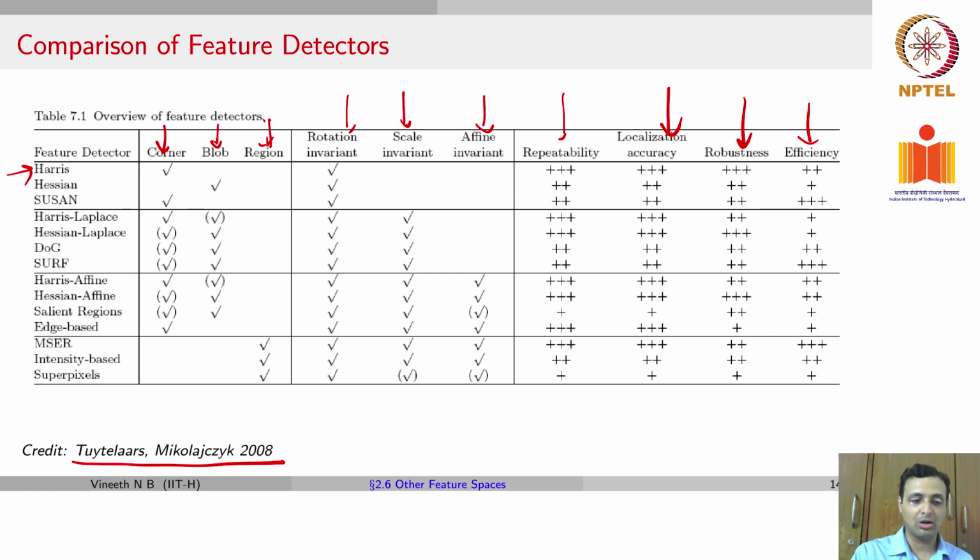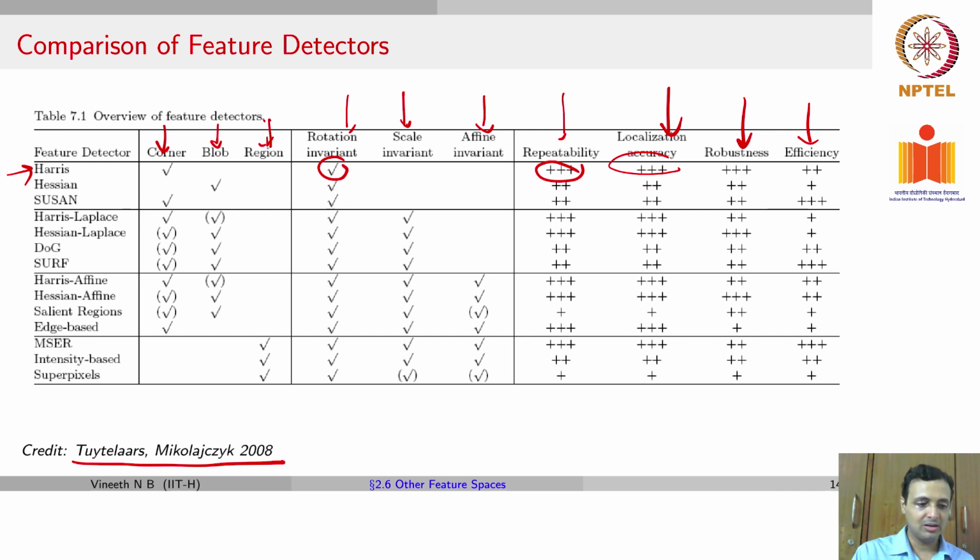Let's take a few of them and just go over them. The Harris is a corner detector. It is rotation invariant, as we have seen, not necessarily scale or affine invariant, as we already saw. It's fairly repeatable. It's reasonably good with localization accuracy, robustness, as well as efficiency.